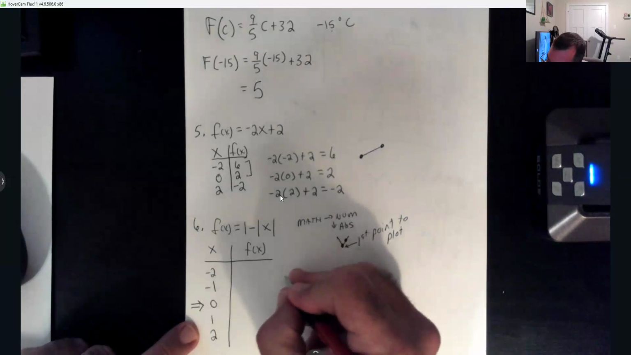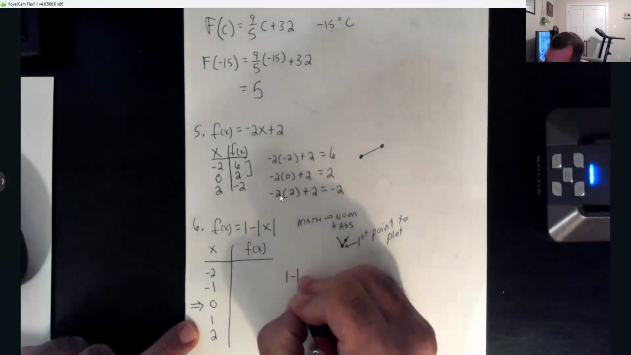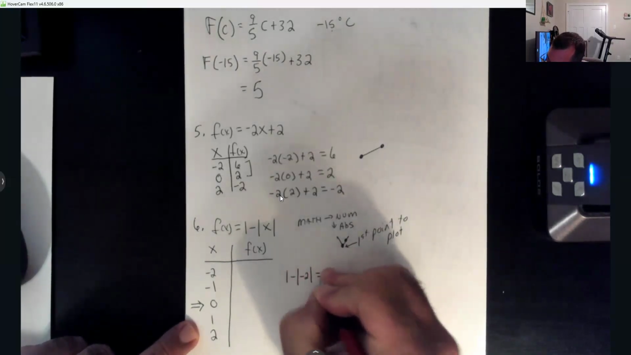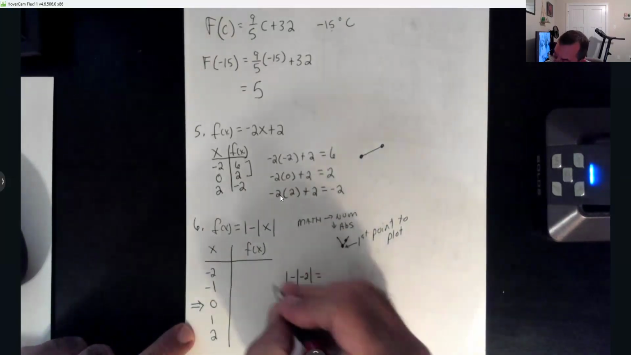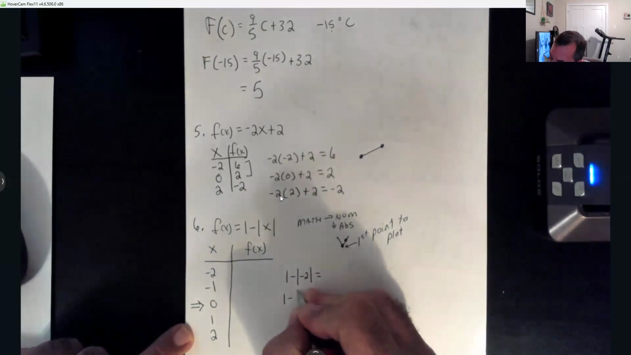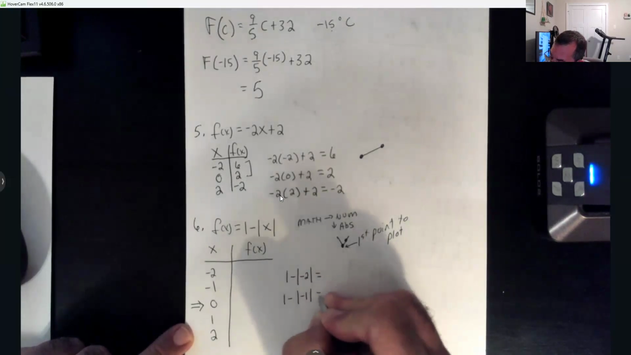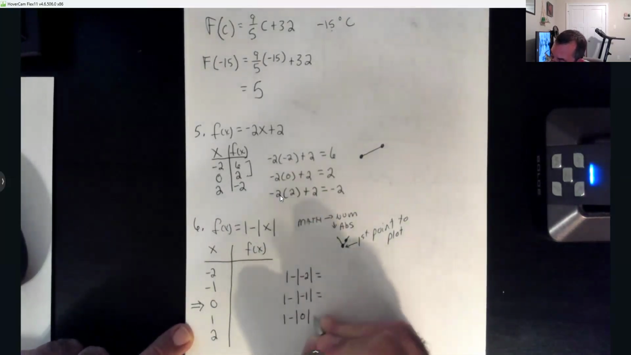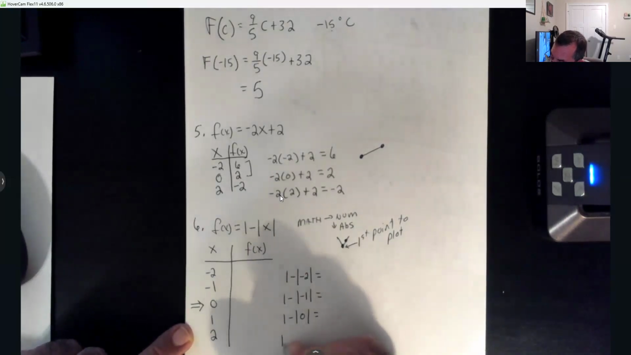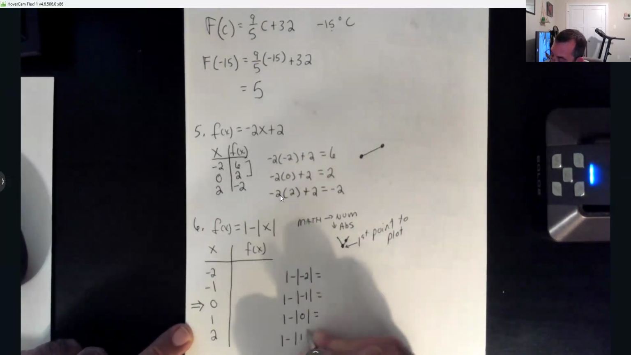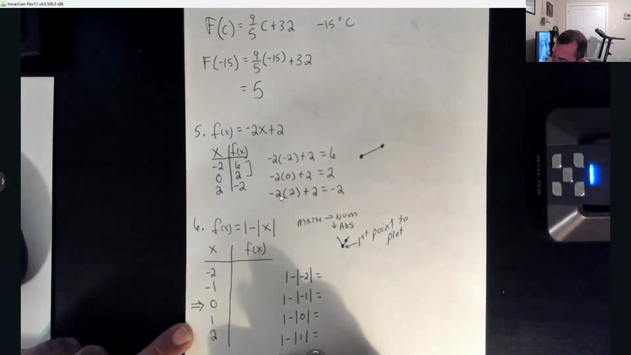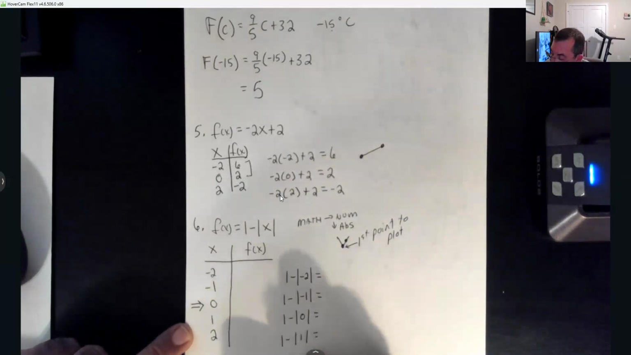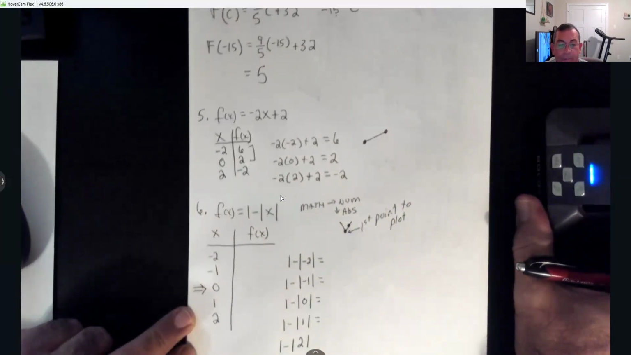All right, y'all, so we got 1 minus absolute value -2. I'll have 1 minus absolute value -1. 1 minus absolute value of 0. 1 minus absolute value of 1. And then 1 minus absolute value of 2.